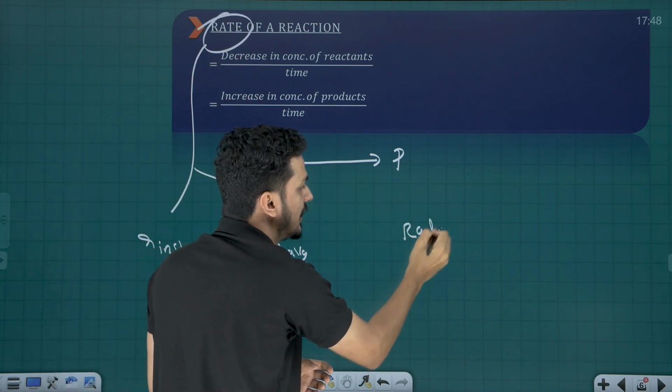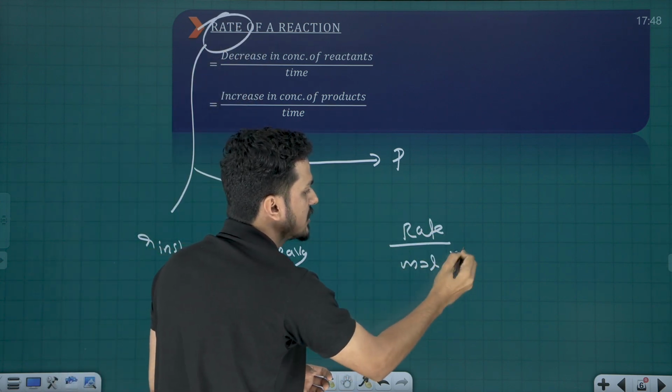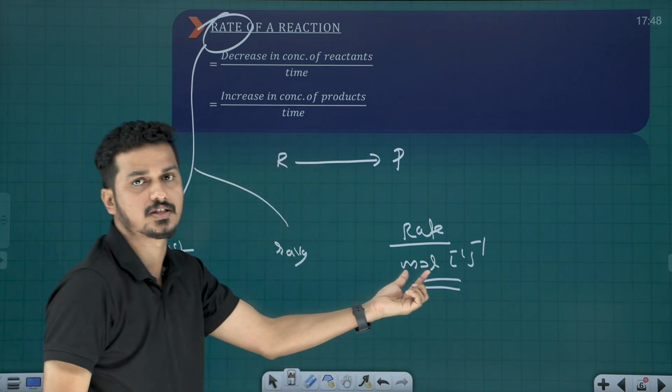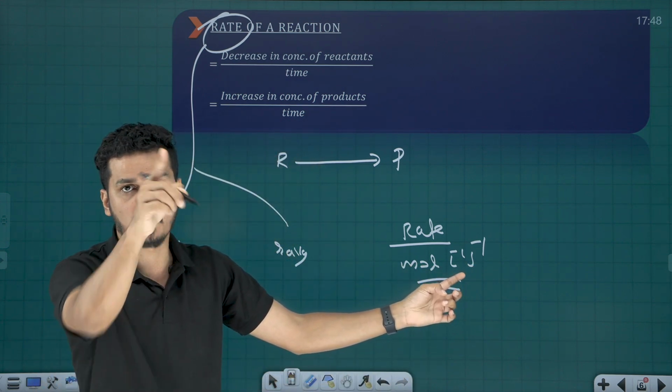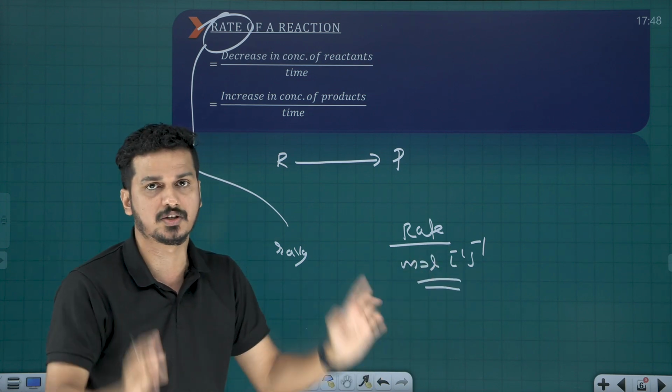The rate's unit is mole per liter per second, that is mol L inverse s inverse. Mole per liter is the unit of concentration, and second inverse comes from the unit of time. So concentration by time gives mol L inverse s inverse. You have to keep it in mind.